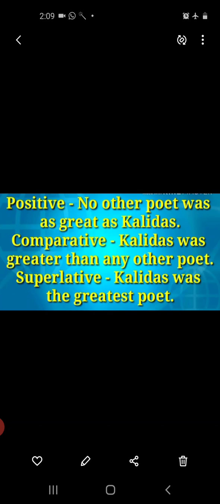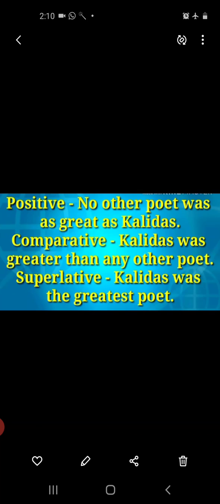Okay. So guys, see the example of how to transform affirmative to negative by changing the degree of comparison. As you can see in this example, the first is written in positive. No other poet was as great as Kalidas. While making it comparative, we have changed no other to any other. See, Kalidas was greater than any other poet. Okay, no other is changed to any other. Okay, Kalidas was greater than any other poet.